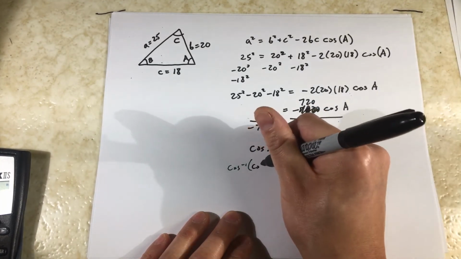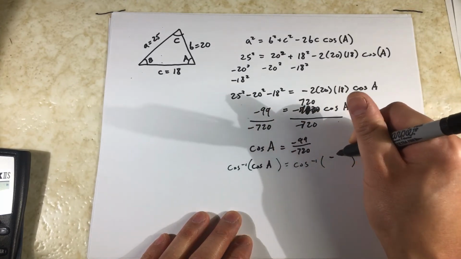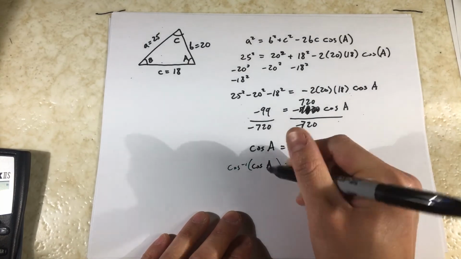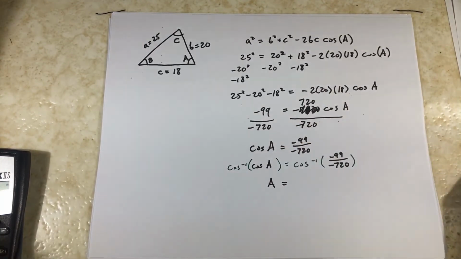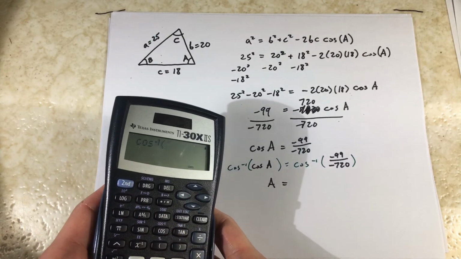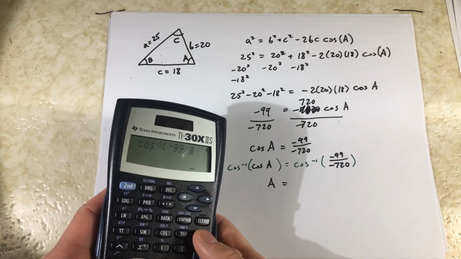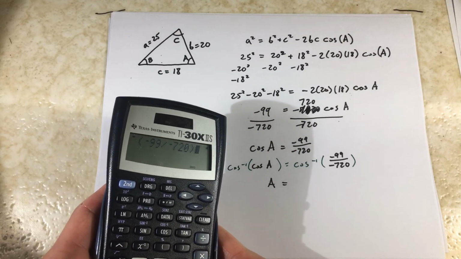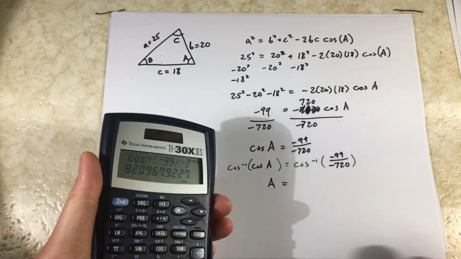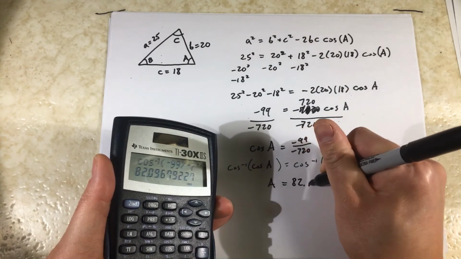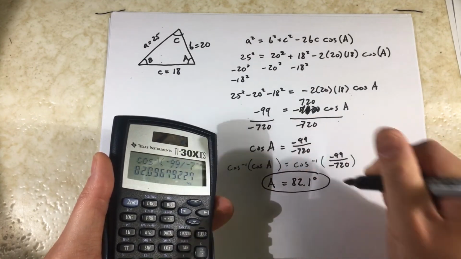And we get cosine A is equal to negative 99 over negative 720. This is just A. And when you do this calculation, cosine inverse of negative 99 over negative 720, you could cancel out those negative signs too. That would be something you could do here. A is 82.1 degrees.